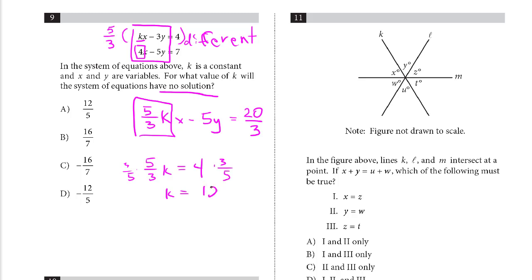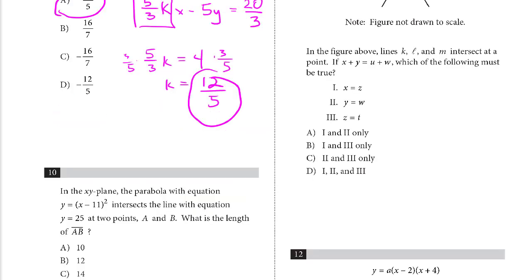k equals 12/5. And that's the answer that makes the left side expressions both 4x minus 5y, and one of them will equal 20/3, the other one equals 7, which can never be true. I can't have two different answers for the same expression. A is the correct answer for number 9. k equals 12/5.